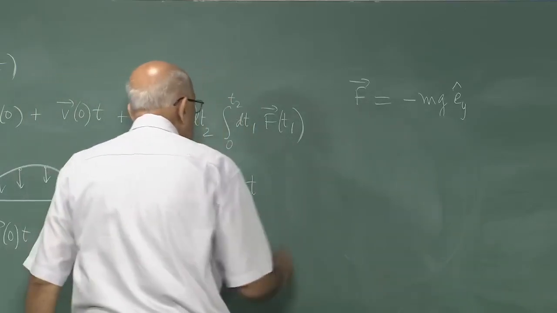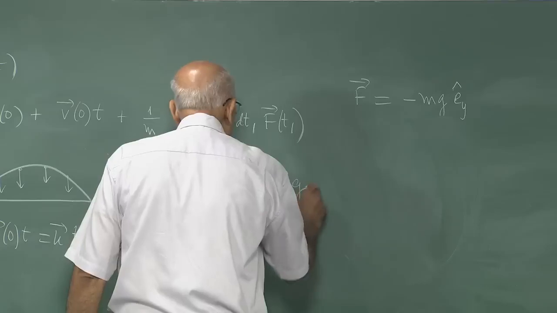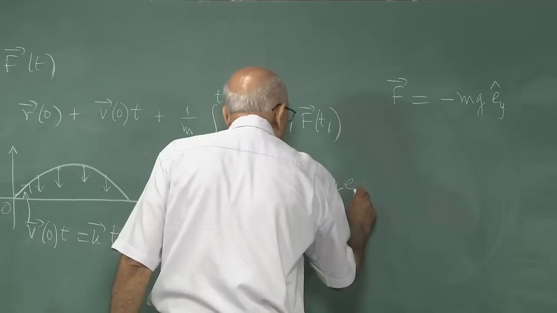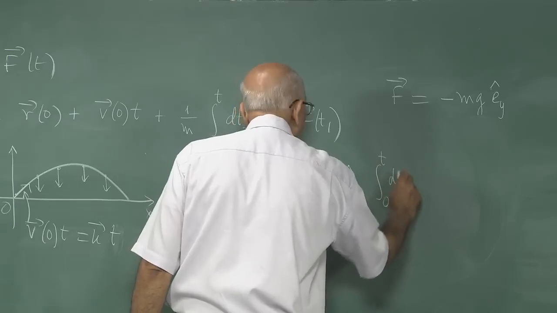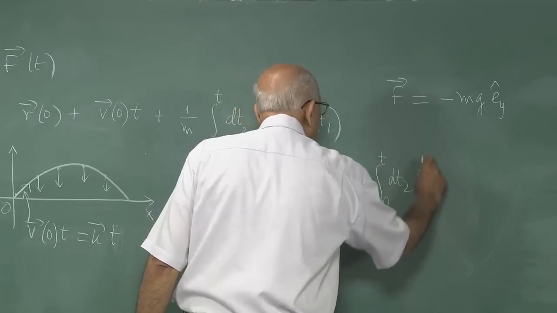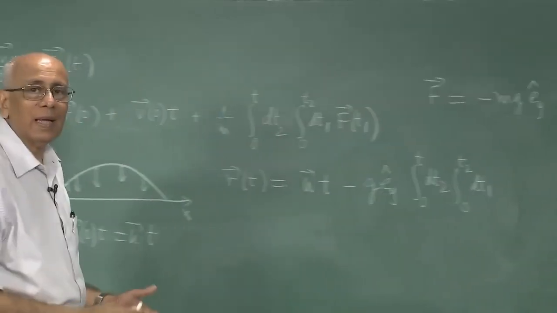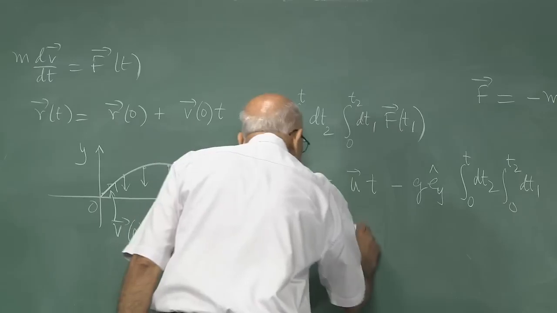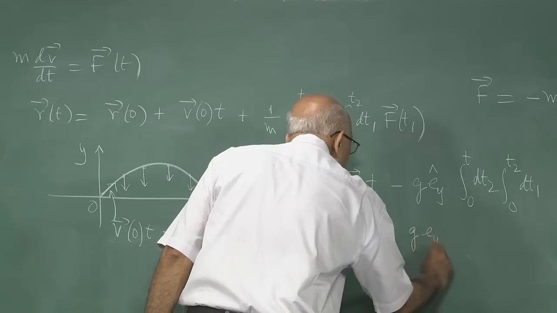Okay. So this is equal to minus, and the m cancels out, the g comes out altogether, and the e sub y comes out also, and you have an integral from 0 to t dt2, 0 to t2 dt1 times 1, and that is it. And of course, this integral is simple, it is equal to v of 0 t minus g e sub y.